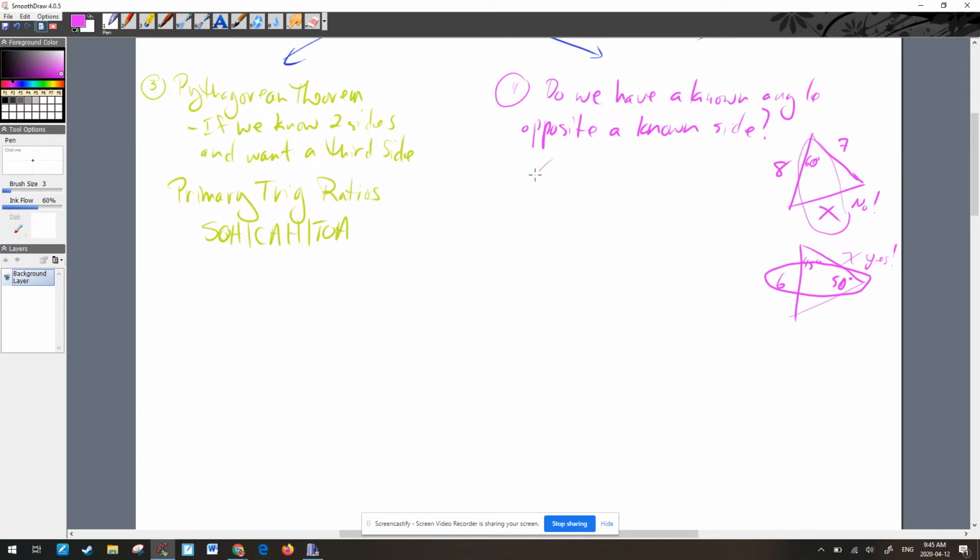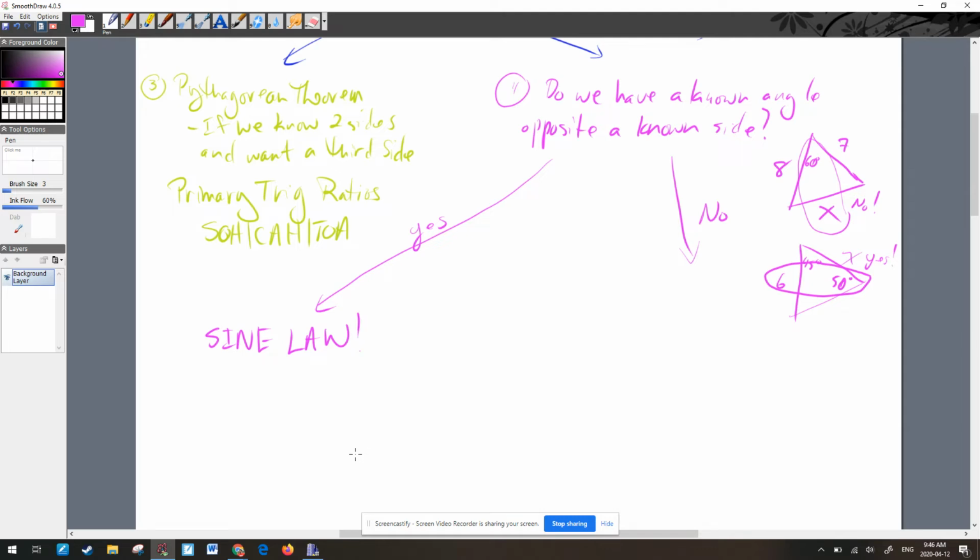So again, this is a binary decision. This side is going to be for yes, and we're going to go down here if we have a no. If it is a yes, if we have a known angle opposite a known side like we do right here, this means that we are going to use sine law.